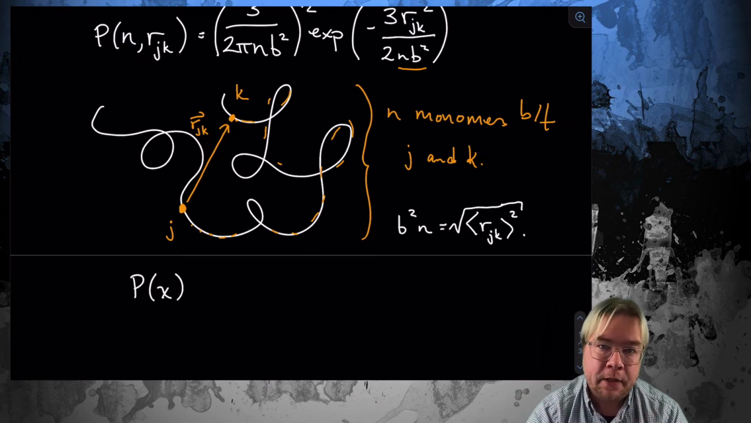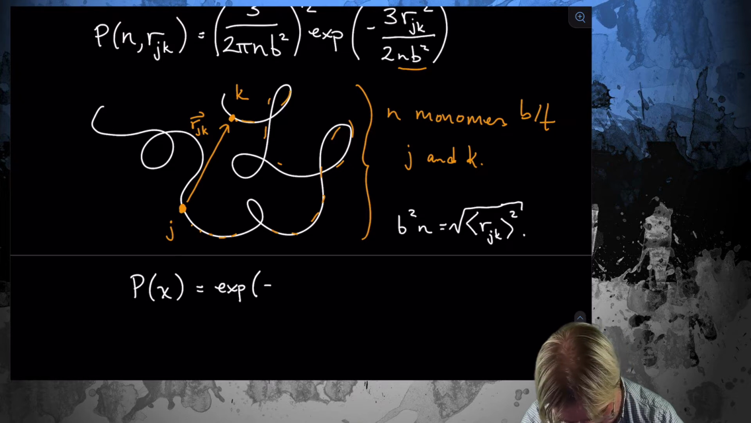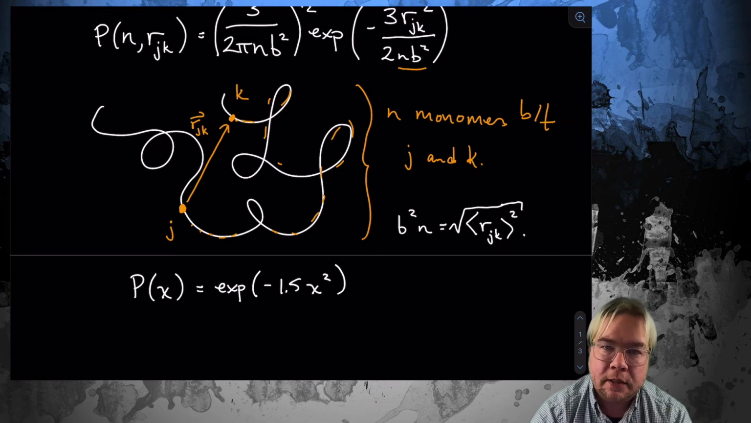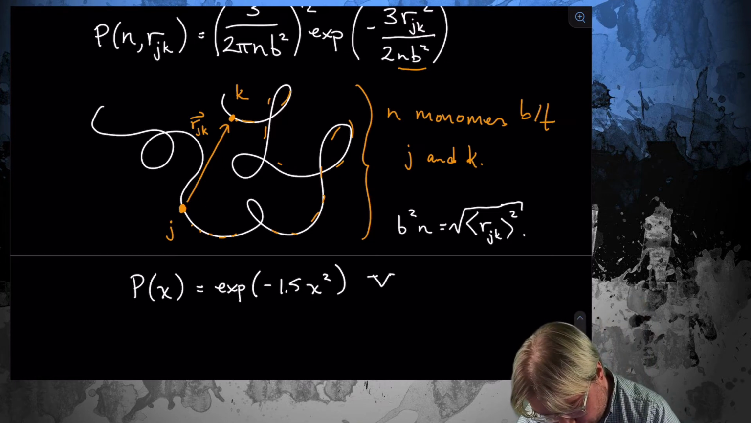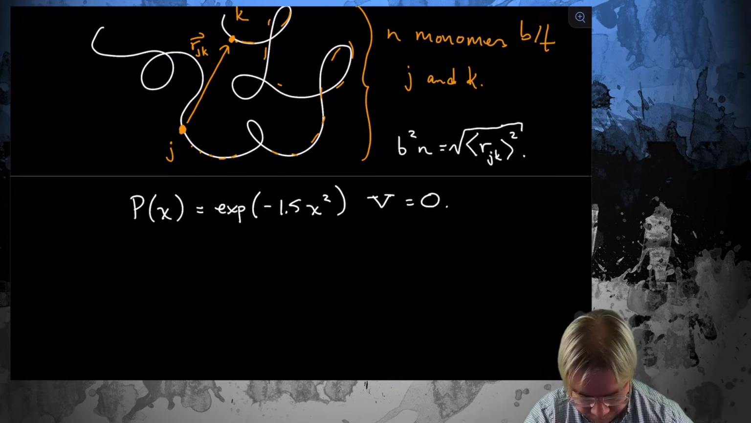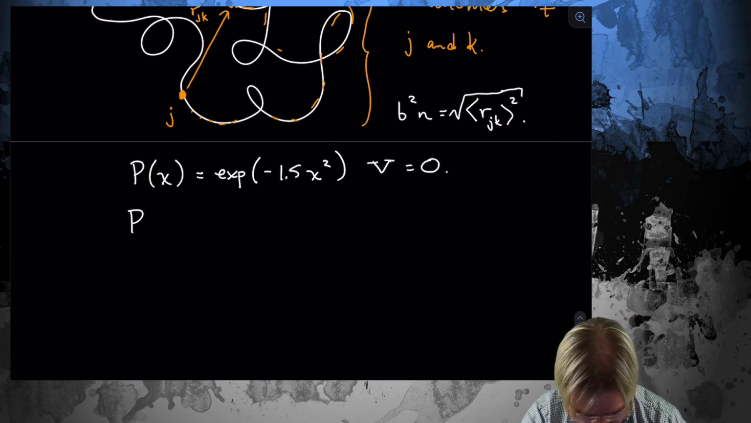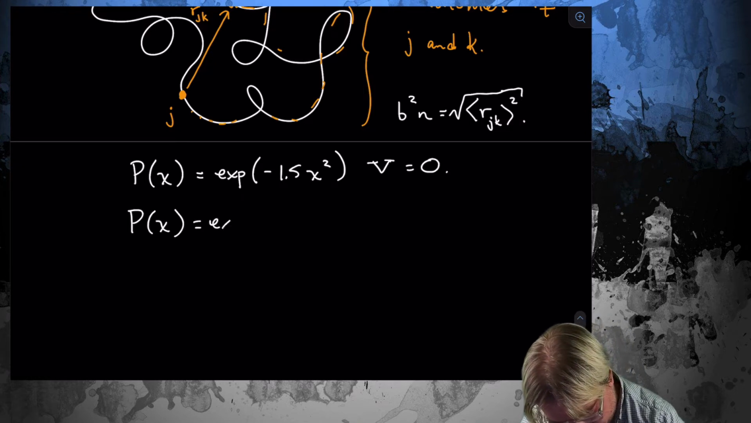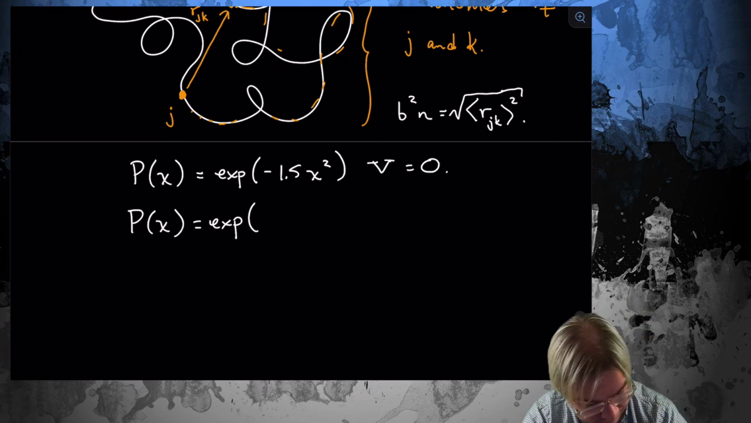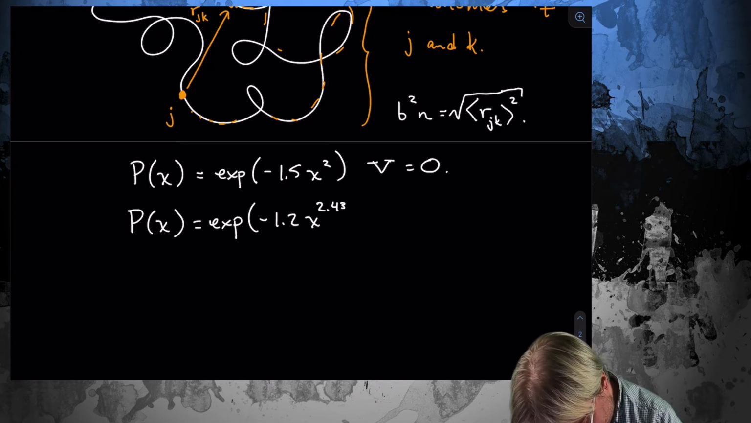of a variable x. And it goes as the exponential of minus 1.5 x squared. That's why we say it's a Gaussian distribution. This is only true when the excluded volume is 0. If it's not 0, if we have, let's say that the excluded volume is greater than 0, then the probability, you can work this out. I'm not going to do it, but the probability distribution is going to be a little bit different, actually. It won't be Gaussian. And this will look like minus 1.2 times x to the 2.43 power.